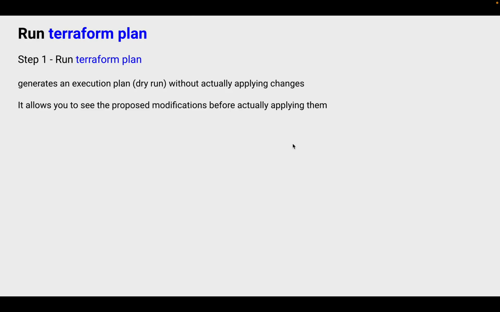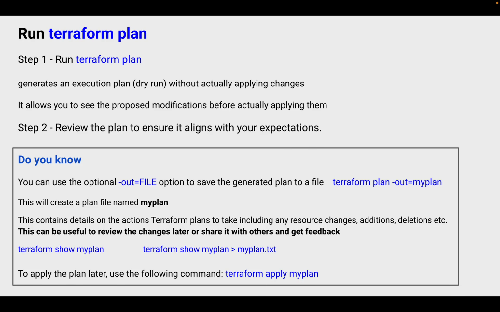So we have run this plan and we have seen all the changes it will make. It generates a plan, which is, you can say, a dry run without actually applying the changes, and we can see all the changes that will happen when we do terraform apply. So we can review and check that everything is correct. And we can use the -out option with this command, and we can store it in a file.